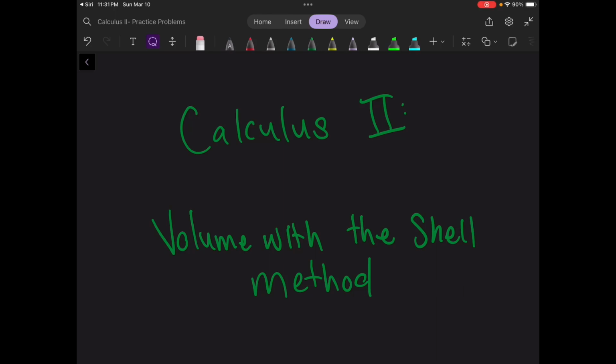Welcome back to more Calculus 2 practice problems. Today we are doing volume with the cylindrical shell method.